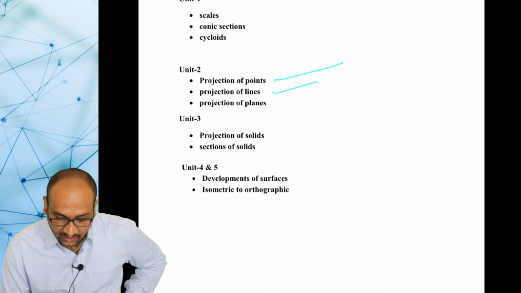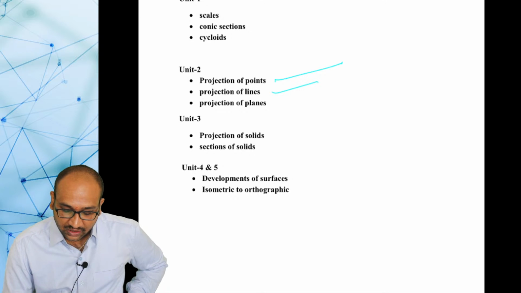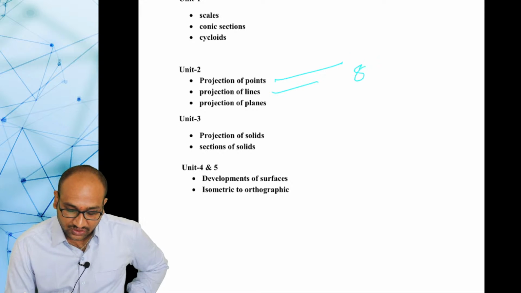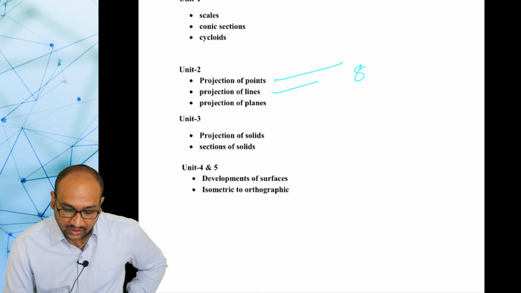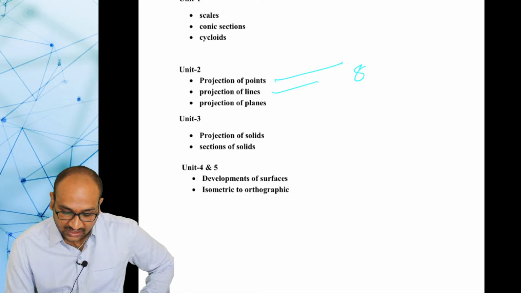Okay, from second unit, in exam point of view, they may ask projection of points for 7 marks question or 8 marks question. So coming to projection of lines, there are also two types. One is projection of lines in simple position and the other is line inclined to both planes. This line inclined to both planes, they may ask for 15 marks, and projection of lines in simple position for 7 marks. Either combination of these two they may ask.